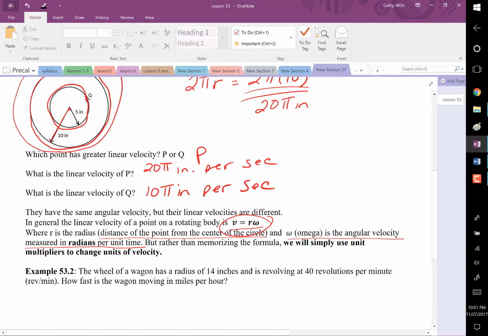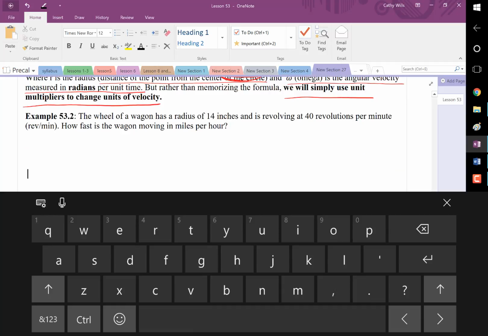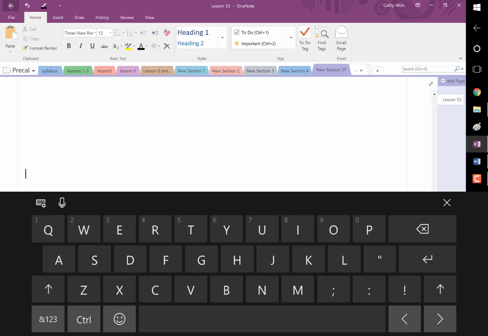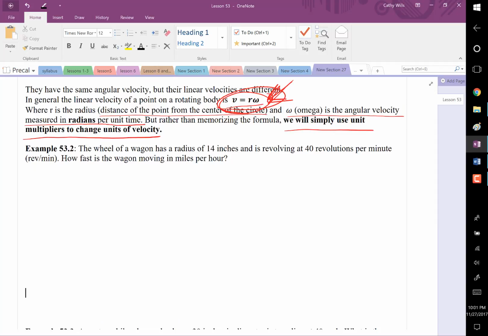So we're just simply going to use unit multipliers to change our units of velocity. If you try to use this formula at this point, in the way the problems are going to be, it's going to confuse you. So don't even worry about that formula right now. You can save that for your physics class, but it doesn't really help us that much because of the way the problems are structured in this book. All you have to do is use unit multipliers, okay?